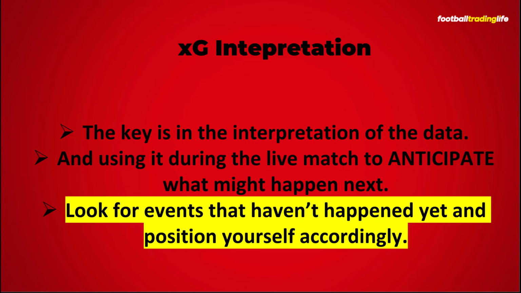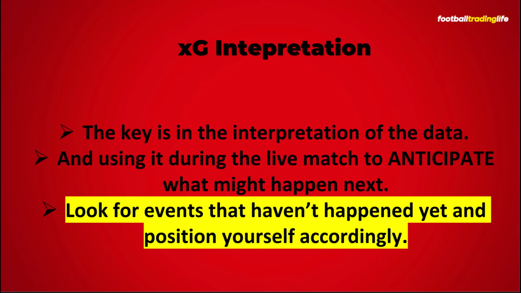So we're basically looking at the data to show us events that haven't happened yet, and then we're obviously going to position ourselves accordingly. So if the data is saying there should have been a goal, we'll position ourselves accordingly. 2 goals, we'll do that. If the home team should be winning, if the away team should be winning, well, we're always going to have a strategy for that as football traders.